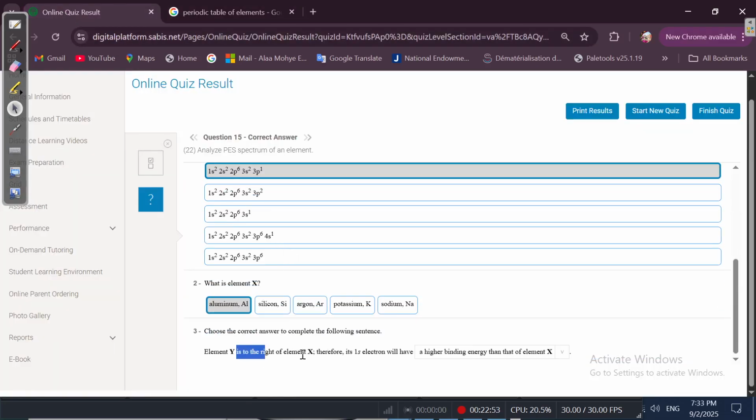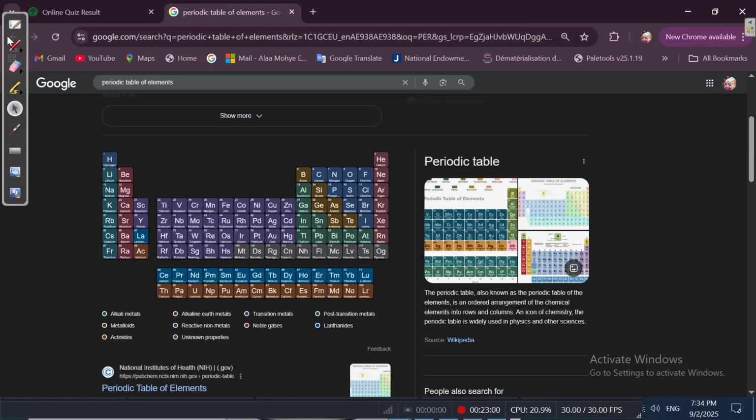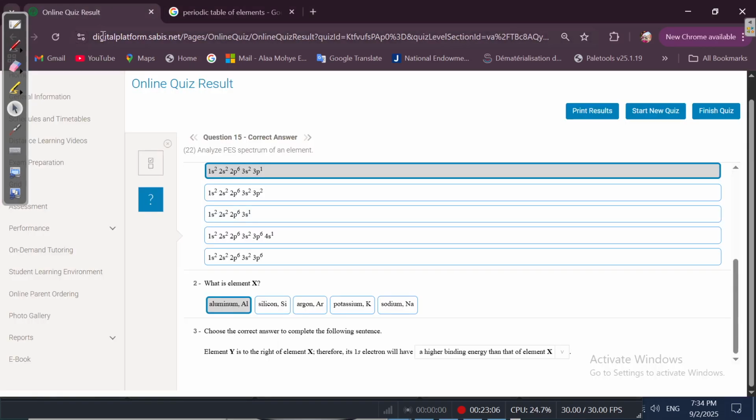Element Y is to the right of element X. Therefore its 1s electron will have a higher binding energy. As you go across a period, the binding energy increases. I just memorize it, I guess. That's the only way I can tell you, really. Memorize it.